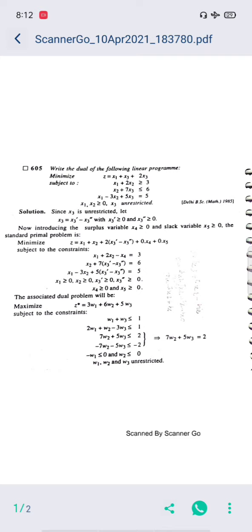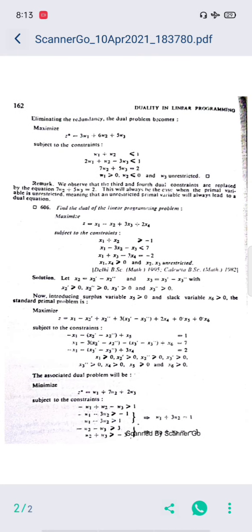And these two constraints, 7w2 plus 5w3 less than or equal to 2 and minus 7w2 minus 5w3 less than or equal to minus 2, together form an equation as 7w2 plus 5w3 equal to 2. Okay, now this can be written as: we have to maximize our function Z star equal to 3w1 plus 6w2 plus 5w3 subject to the constraints w1 plus w3 less than or equal to 1, 2w1 plus w2 minus 3w3 less than or equal to 1, 7w2 plus 5w3 equal to 2, and w1 less than or equal to 0, w2 less than or equal to 0, and w3 is unrestricted.